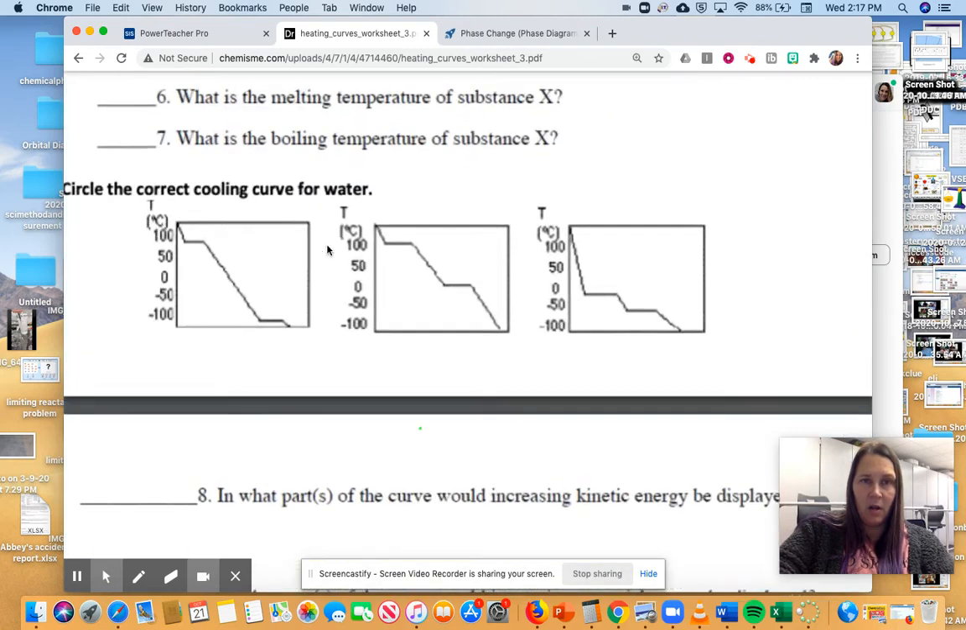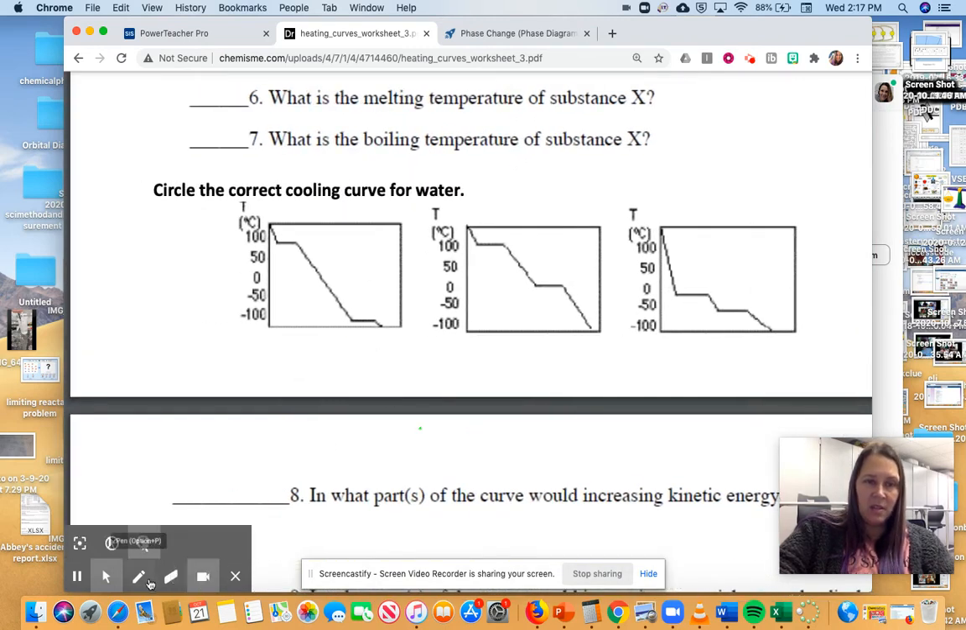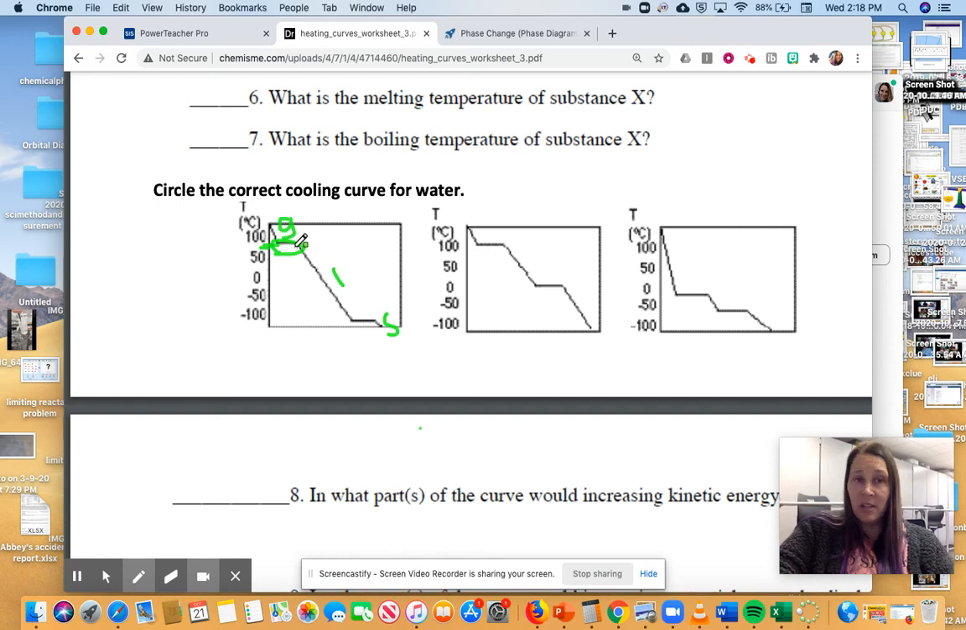Okay, right here. So in this cooling curve, we can see that the temperature keeps coming down. So this is going to be our gas. This is going to be our liquid. And this little one right here is going to be our solid. So right here at this temperature, which is a little bit under 100, is our condensation point. And then down here at probably negative 110 is our freezing point.